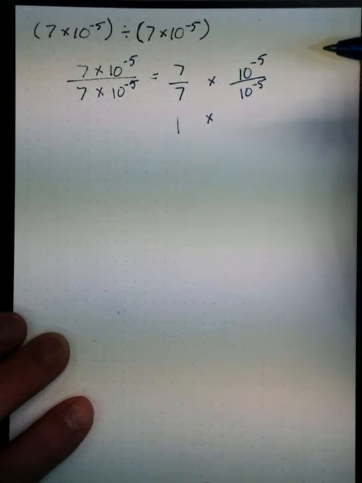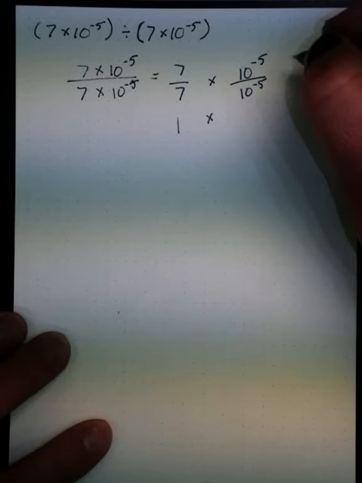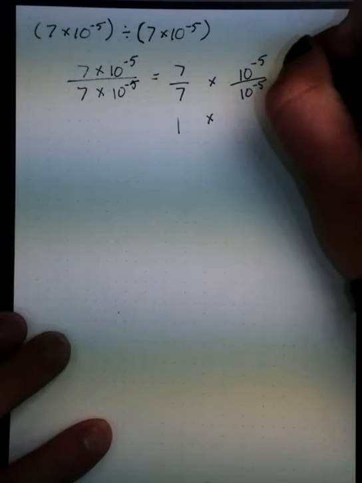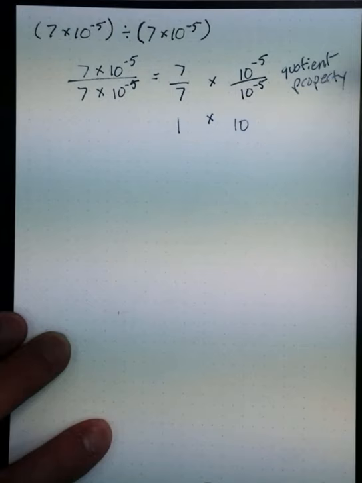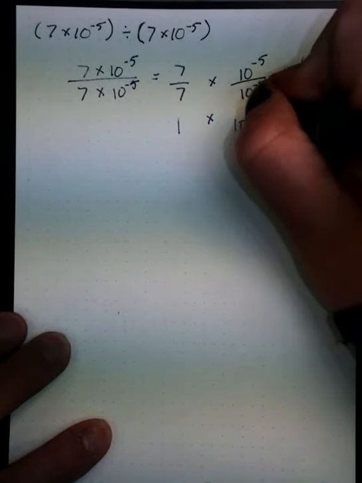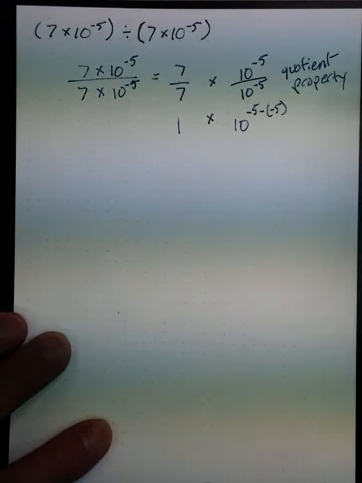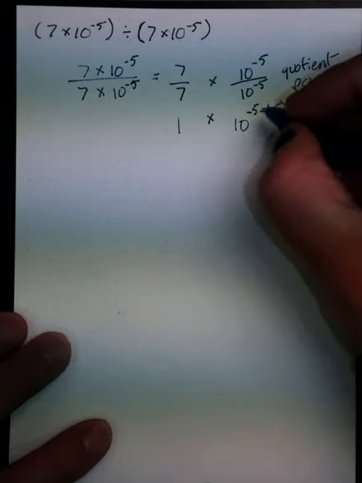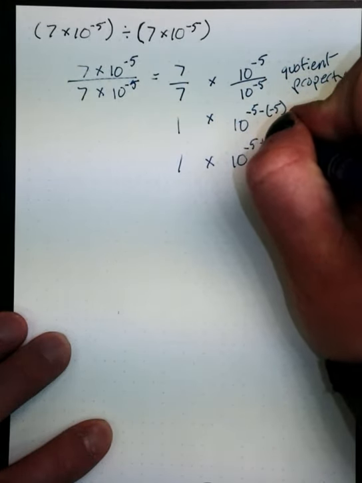And one of the properties that we haven't talked about yet, lately, it's been a while, is the quotient property. When you have the same base being divided, you are going to subtract. We're subtracting a negative, so that becomes a positive. 1 times 10 to the negative fifth plus 5.